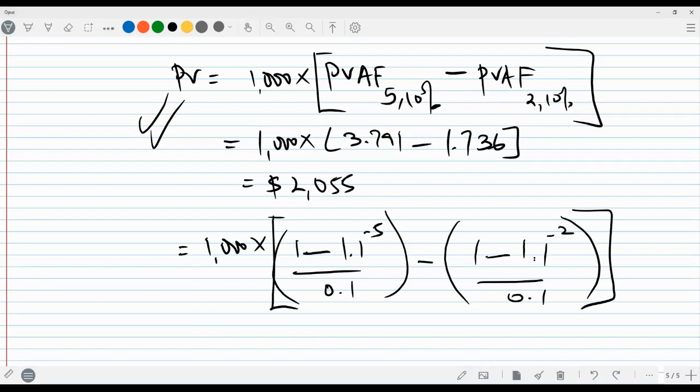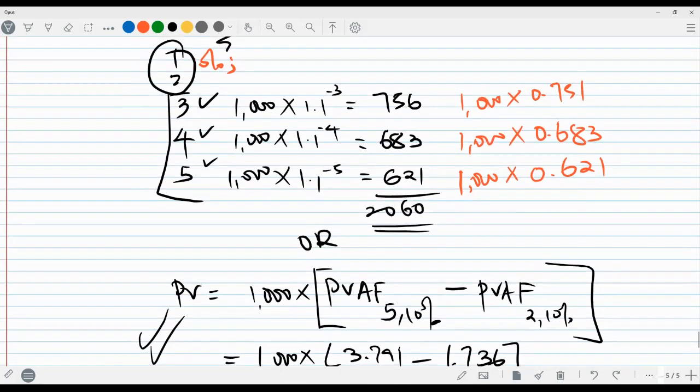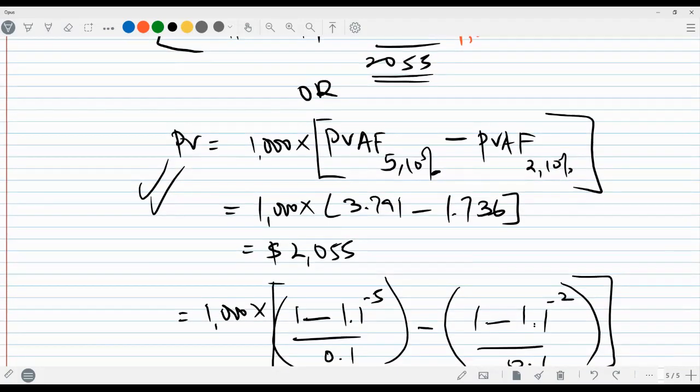Whether you use the tables or the formula, how come we're getting different answers? Over here we're getting 2055 and the above one we're getting 2060. It could most likely be because of an issue of rounding off. Sir, on the first working you did, in year 3, it's 751. Oh, this is 751. Actually, you get the same answer, so you get 2055. Okay, so there's no difference.